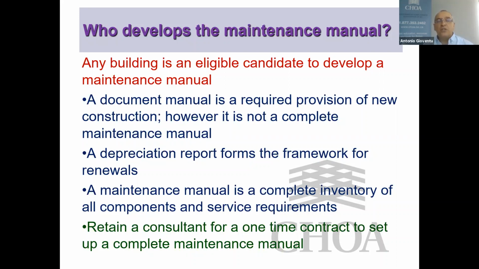5-unit strata corporations that are 5-story buildings with elevators are common in the province. They may be 5, 8, or 10 units. Just because they're smaller developments doesn't mean they're not complicated systems to maintain and repair. Remember, your depreciation report is the framework for renewals. The maintenance manual is a complete inventory of all of your components and service requirements.